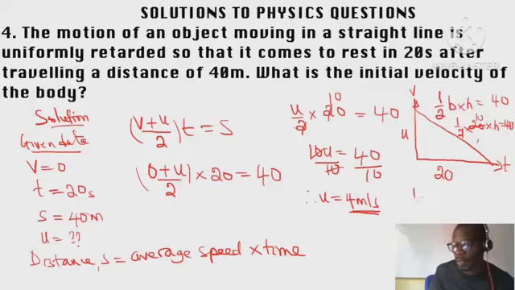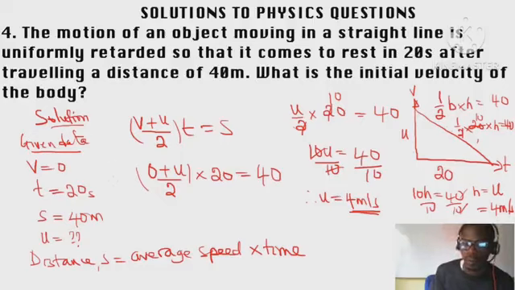Therefore, we are still having the same thing: 10 times 8 equals 40, so divide both sides by 10. So the 8, which is equal to the initial velocity, is equal to 4 meter per second. And that is how you do it also. Either you use the graph or you use the formula to solve it. You're still going to get 4 meter per second. Hope you understand the question.